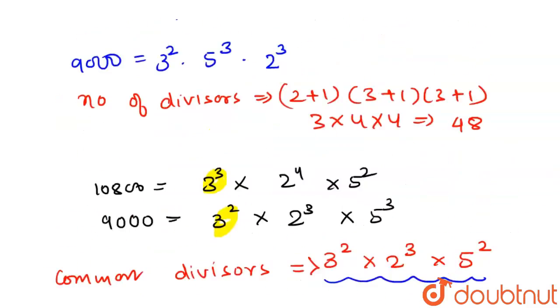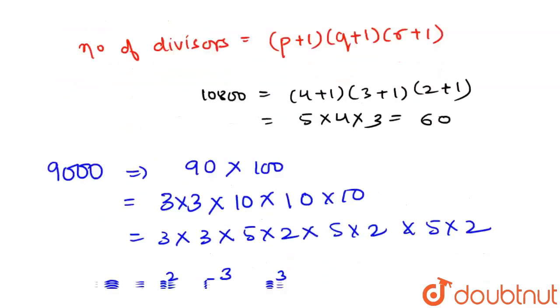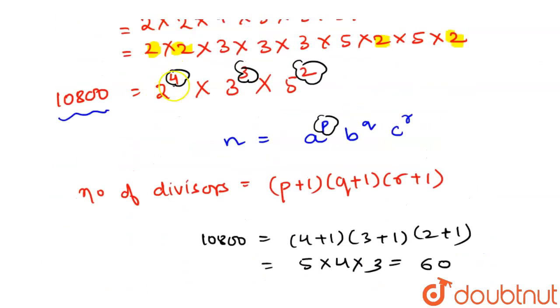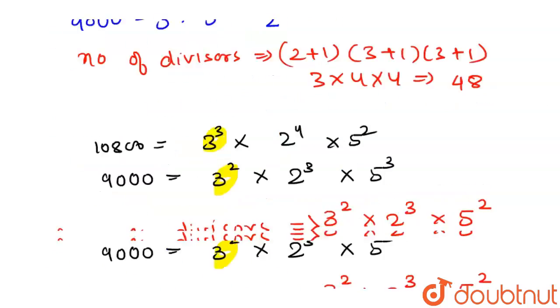So in this formula, if we see here, let's suppose this is our number, we can write this as 2 to the power 0, 2 to the power 1, 2 to the power 2, 2 to the power 3 and 2 to the power 4. That means there are a total of 5 terms when we are having power 4. Similarly, for power 3 we will have 4 terms, and for power 2 we will have 3 terms. That is why we have added 1 to it to find the number of divisors.